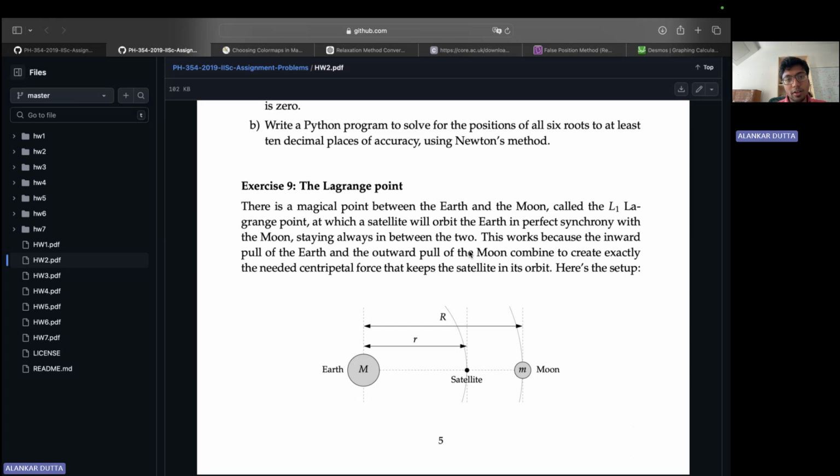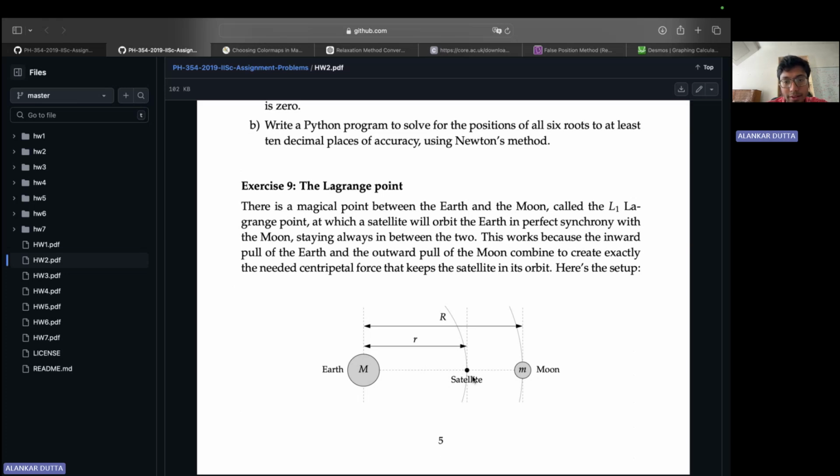So let's see. There is a magical point between the Earth and the Moon called the L1 Lagrange point, at which a satellite will orbit the Earth in perfect synchrony with the Moon, staying always in between the two. This works because the inward pull of the Earth and the outward pull of the Moon combine to create exactly the needed centripetal force that keeps the satellite in its orbit. Here's the setup. So here you can see this is the satellite. The Earth is pulling it to the left, while the Moon is pulling it to the right because of attraction. And the L1 point is this particular special point where both of these pulls balance each other, right?